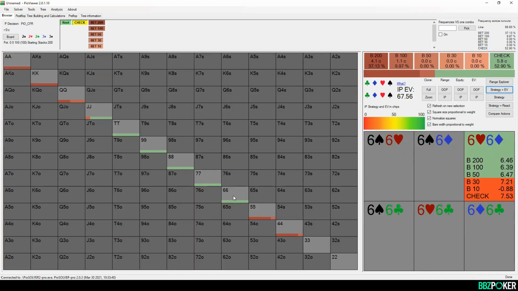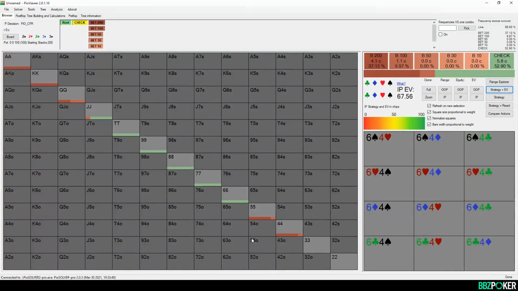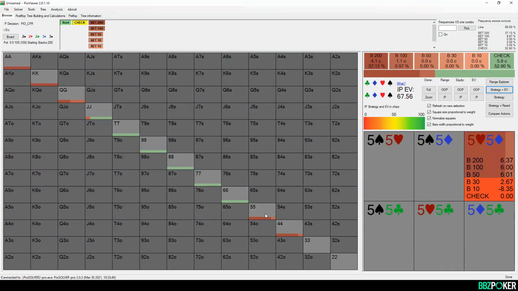So the EV of pocket sixes comes from splitting with pocket sixes. Okay, against the opponent, that's worth 7.5. So pocket sixes is worth some money, and that drives it towards check in this particular sim. Whereas fours and fives are obviously worth 0. They are hands that are below the opponent's range.